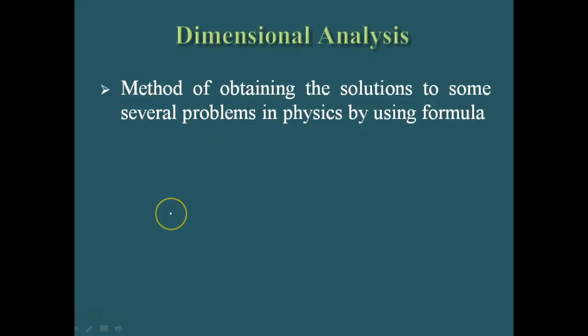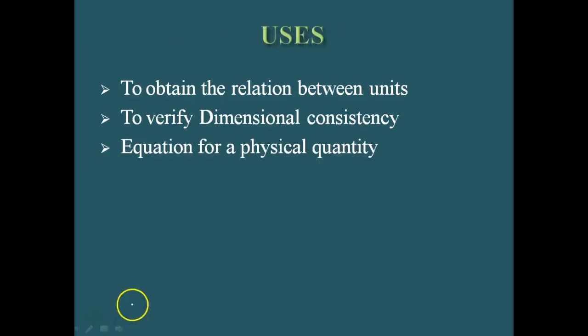Now let us see what dimensional analysis is. The method of obtaining the solutions to several problems in physics by using the formula is called dimensional analysis. Then what is the use of dimensional analysis? Yes, the first is it is used to obtain the relation between two units. So we can compare two systems of units using these dimensions.